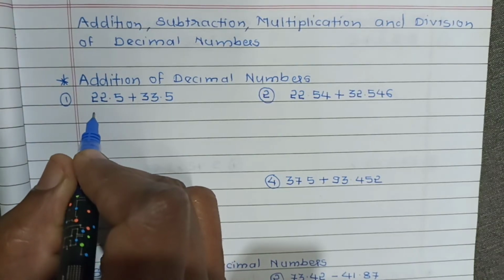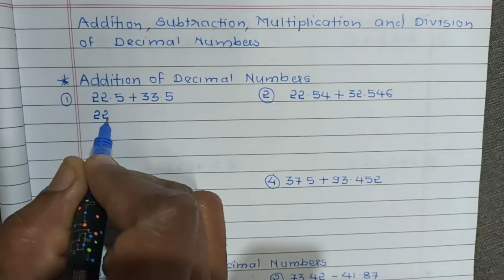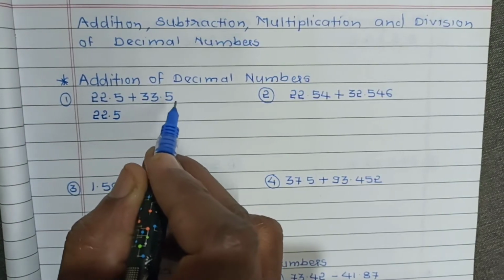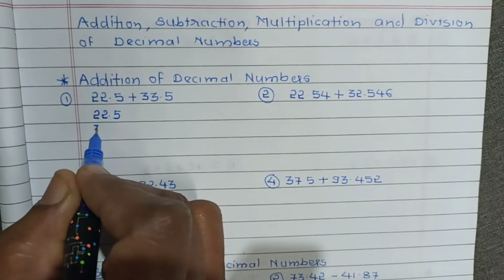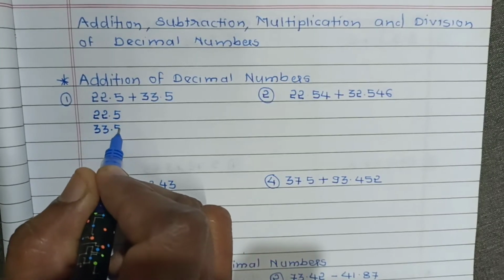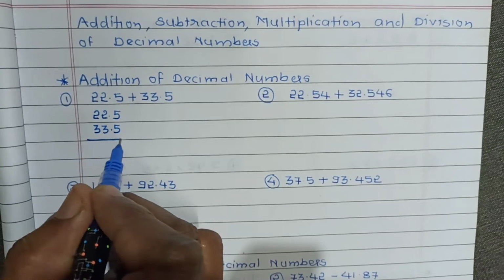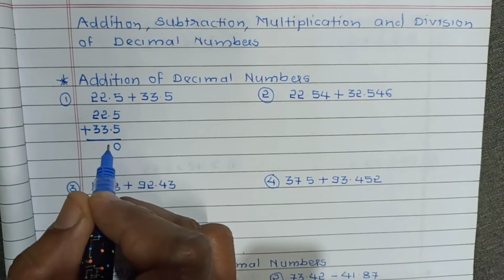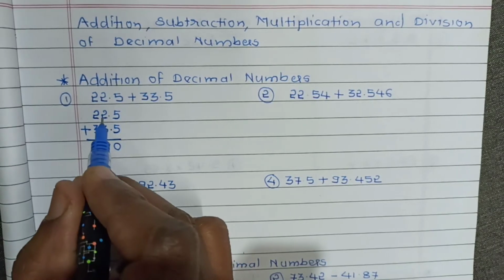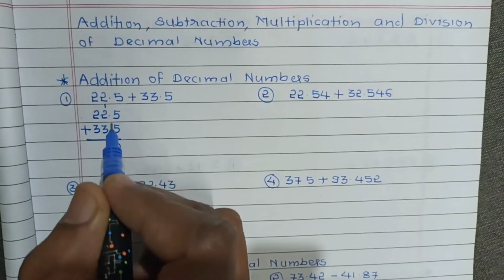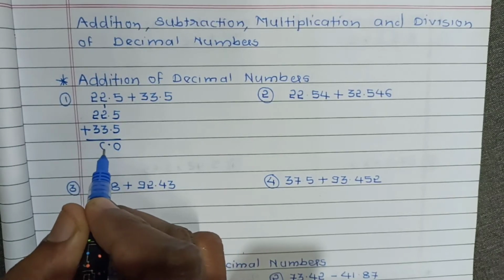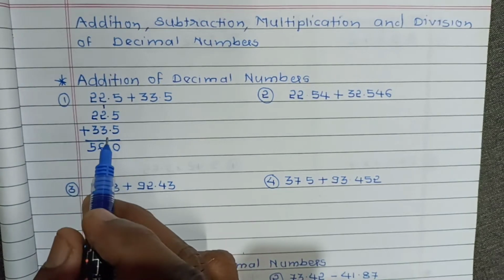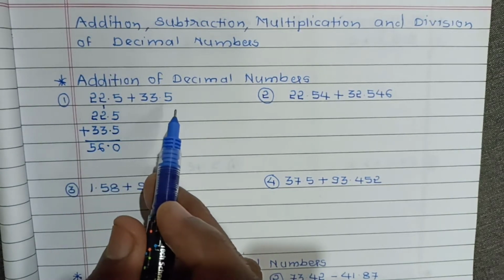First you have to write this 22.5 like this. Then you have to write the 33.5. Now you have to add this. So 5 plus 5 is 10. This is decimal point. 2 plus 3 is 5 and 1, total 6. 2 plus 3 is 5. So 56.0 is the answer for this 22.5 plus 33.5.